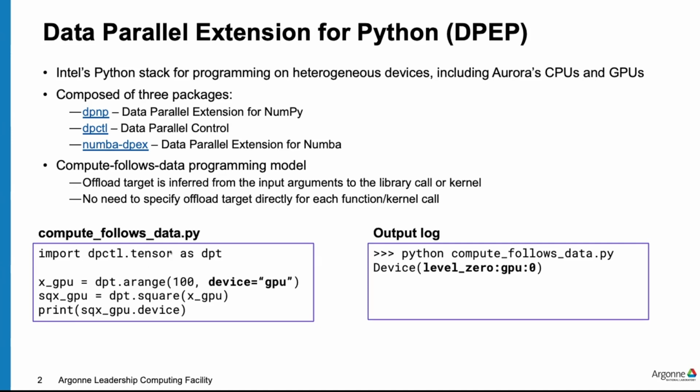And so, for example, with just a very simple few lines of code, in this case using DPCTL, we can see that we first create an array x_gpu, and here we do specify that the array should be allocated on the GPU, but then we call the function dpnp.square. We don't have to specify the device. And if we then print the device of the output, we see that it's also on GPU, in this case GPU 0, because the output data is consistent with the input data. So it will be resident on the same device as the input data. That could be CPU or GPU.